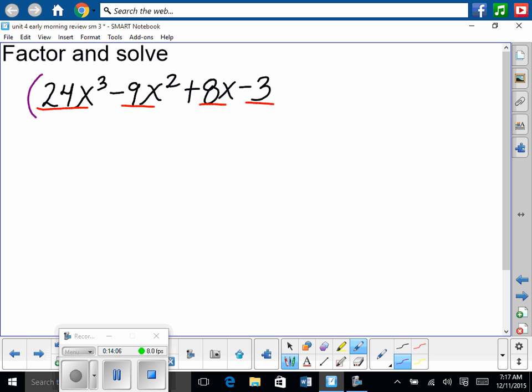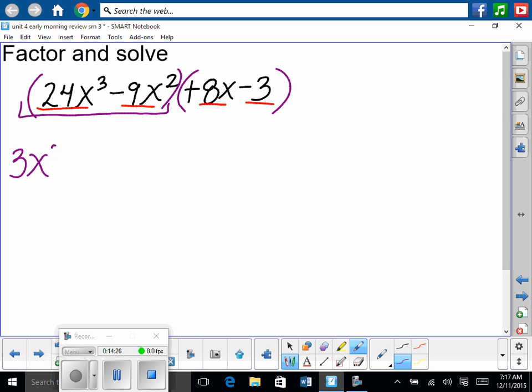I group these first 2, group the second 2, including that sign right there. So then I focus on each group, and I make sure I factor out the greatest common factor. If it's not the greatest common factor, you're not going to get it right. So they both have a 3 in common, 9 and 24, right? And they both have an x squared.